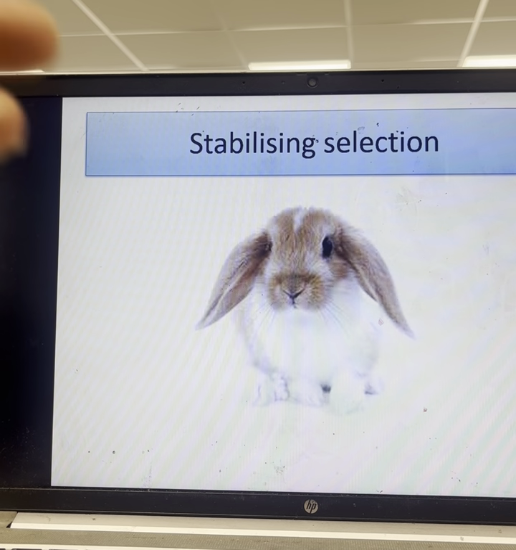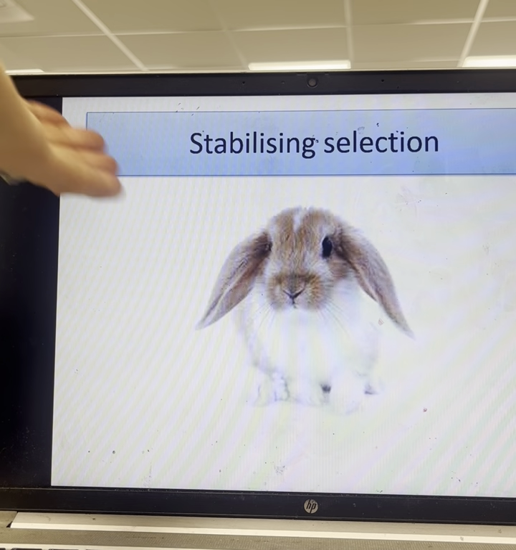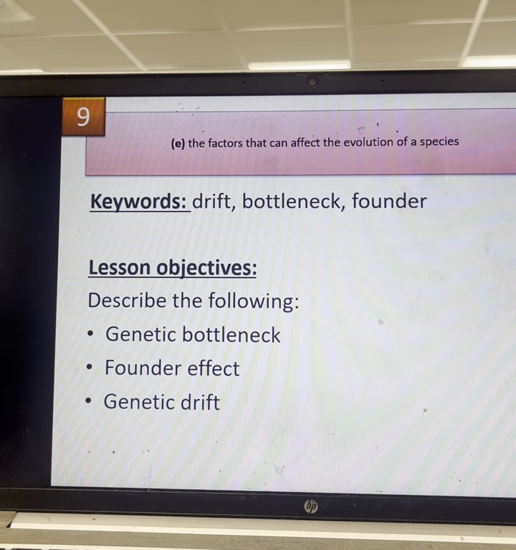So one of them, directional, is where they all merge together in the same way until you reach a point. Then the stabilizing selection, they all start having the same or similar alleles because the extremities die out.